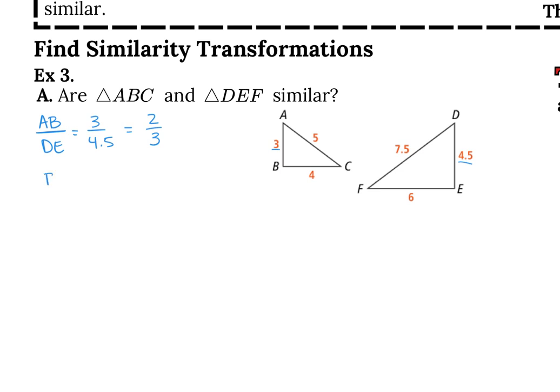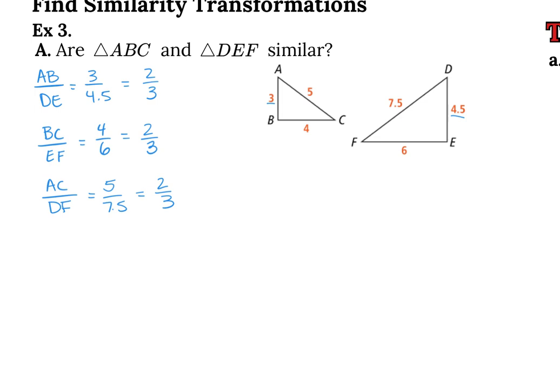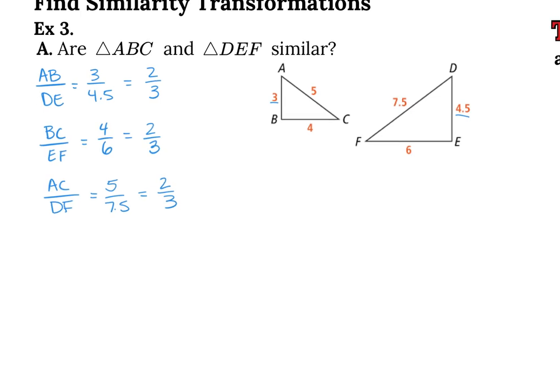Our next side would be BC, should be similar to EF. So that'd be 4 over 6, which will again reduce to 2/3. And then finally, side AC and DF. So 5 over 7.5, which will reduce to 2/3. So because all of our scale factors were the same, we can prove that our two triangles are similar through side, side, side. Okay, so we're able to prove it through side, side, side similarity.